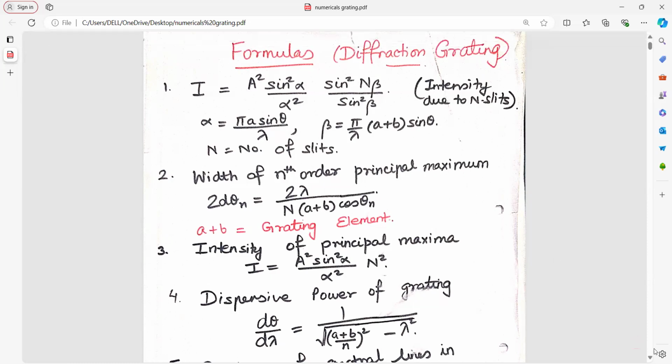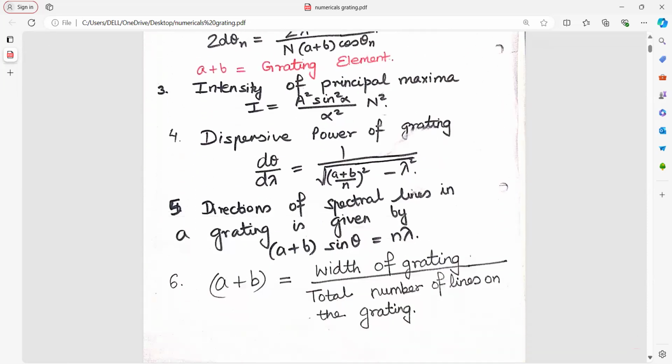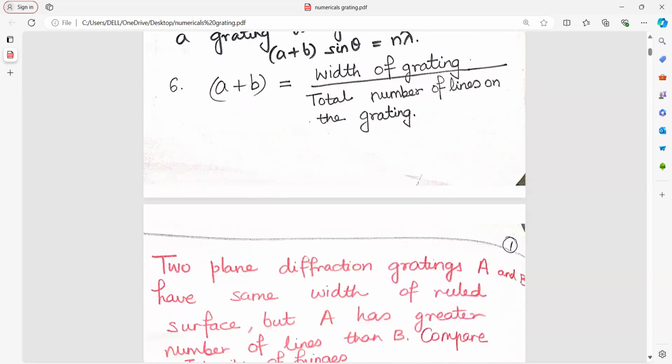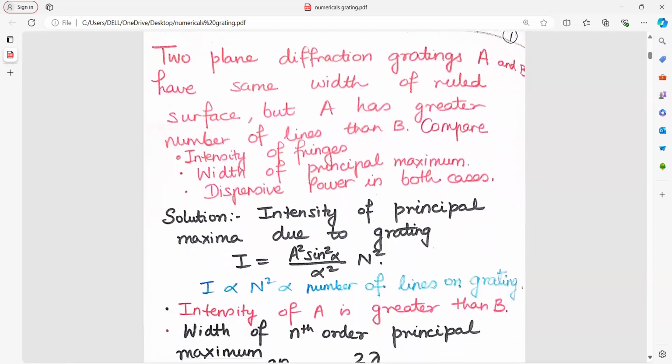Dispersive power of a grating is given by d theta upon d lambda, which is equal to 1 upon under root (a plus b upon n) whole square minus lambda square. Direction of spectral lines in a grating is given by (a plus b) sine theta equal to n lambda. And the grating element is given by the ratio of width of grating divided by total number of lines on the grating. So let us begin with the numericals.